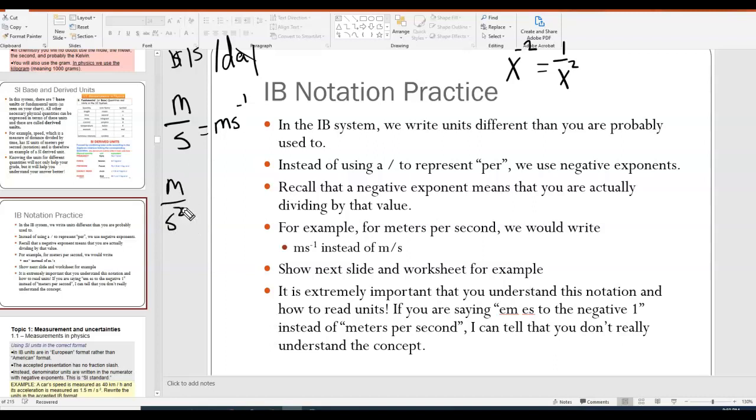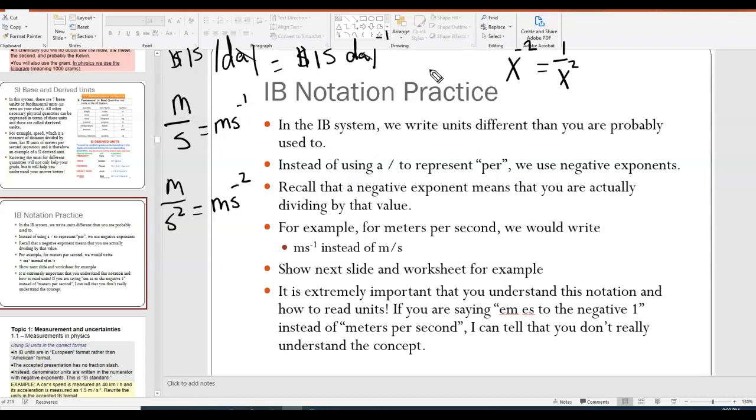Here's another example, meters per second squared. This is how you would write it in AP Physics. In IB Physics, we use negative exponents. We would write that like this, m s to the power negative 2, meters per second squared. Just like that. If I make $15 per day and I want to write that in IB notation, I would write $15 day to the power negative 1. Okay, and so that is the IB, or the European way of writing units.